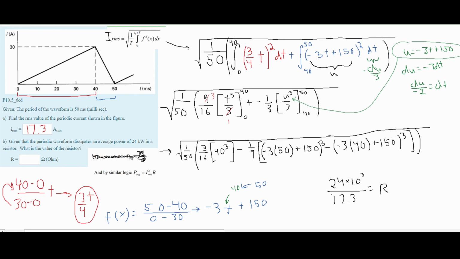And make sure you square the bottom as well. That's very important because our IRMS is squared here in the formula. And if we do this, we're going to get approximately 80 ohms of resistance. So the upper part is the first part of our problem, and the part on the right side of our corner is the second part of the problem. And that's how you would go about solving for this problem.